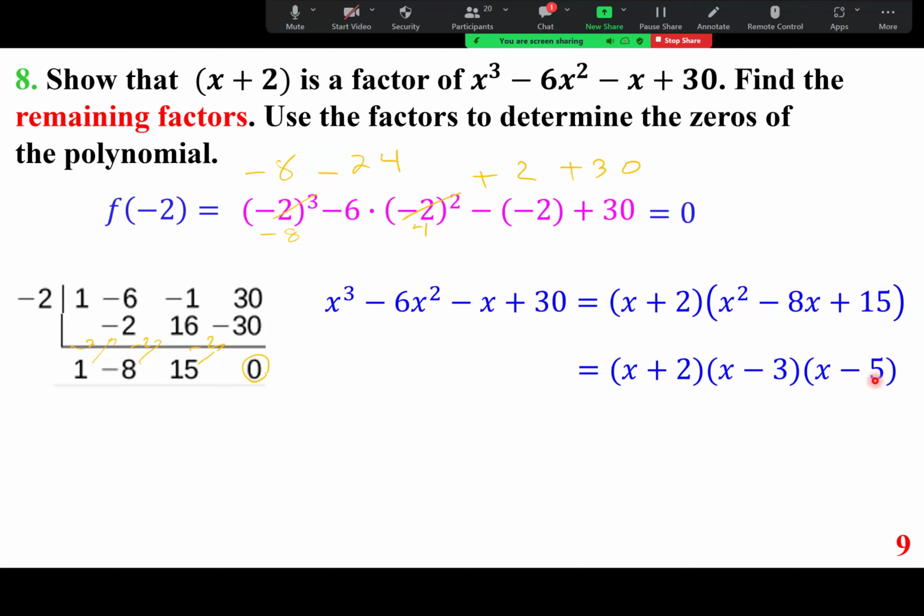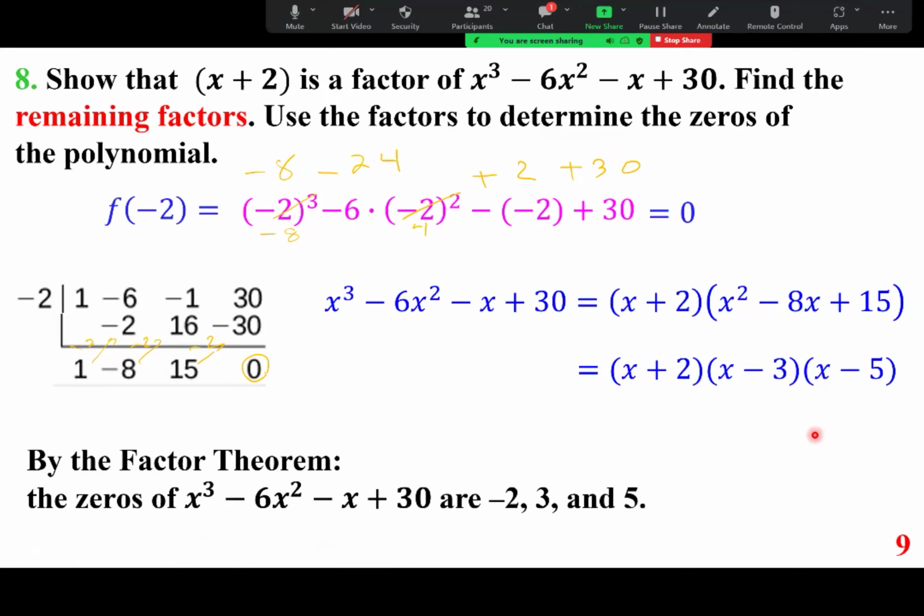So what are the zeros? Well, we already know one of them is minus 2. This is 3, this is 5. By the factor theorem, the zeros of the function are minus 2, 3, and 5.